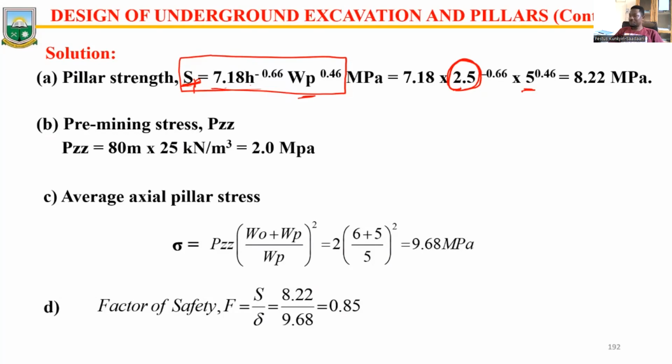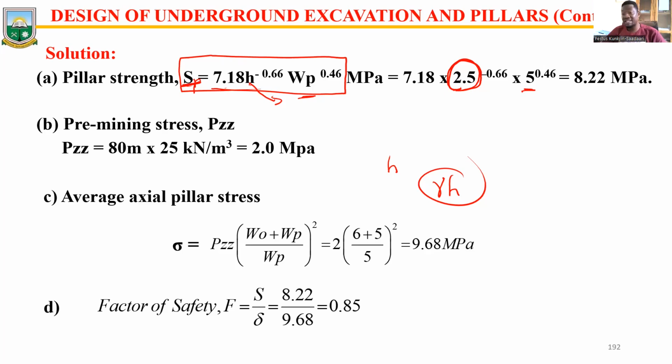What will this be? We are calculating for just the pillar. We are not calculating for pre-mining stresses now. We are just within the stope and we are mining the ore body. So with the ore body, if we are mining all the 2.5, the height of the pillar is this. So don't confuse this H here with the Z, or the H you see in this formula. They are two different things, please.